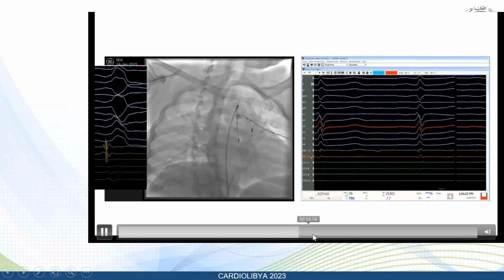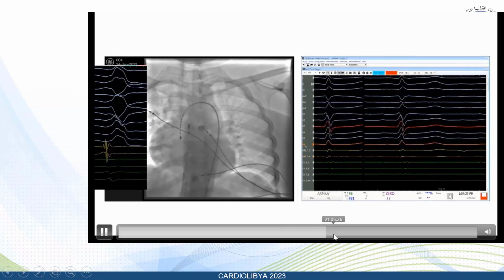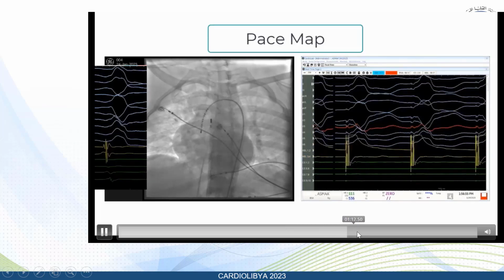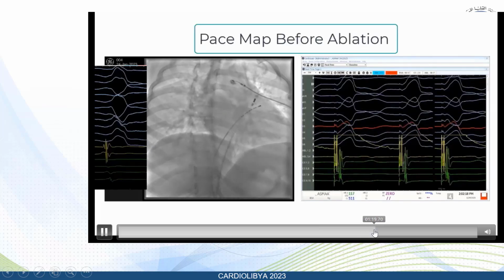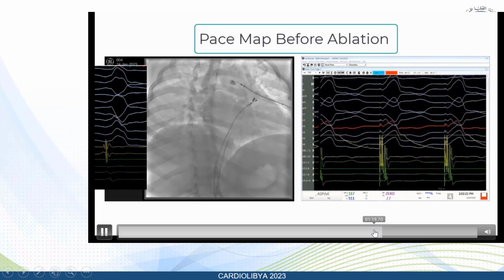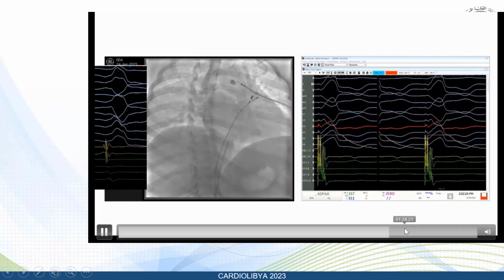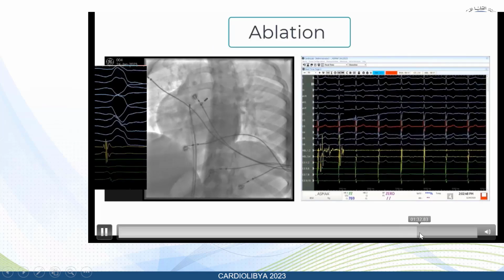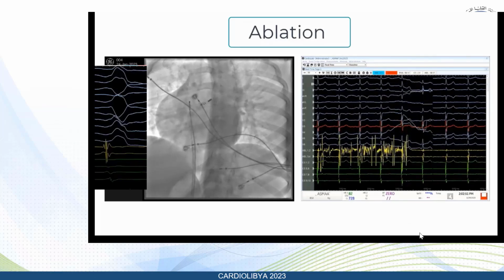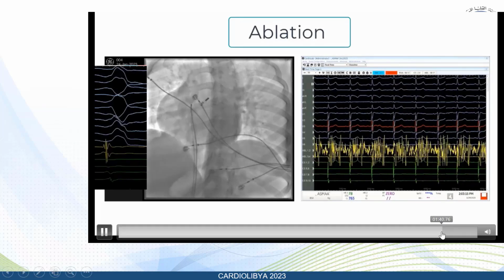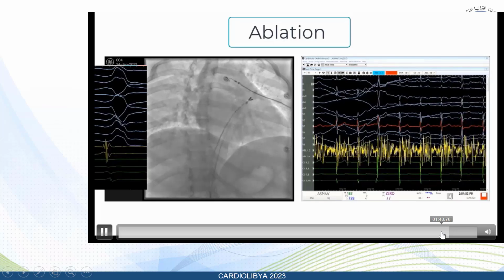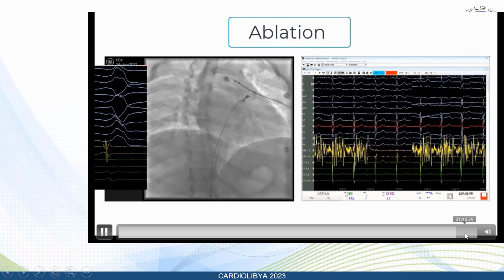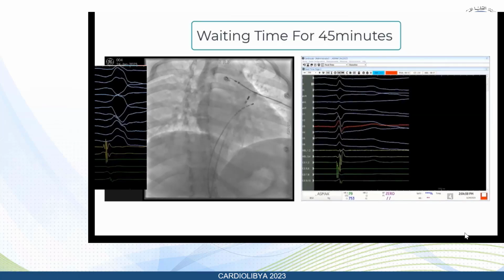earlier at the RVOT, so we return to the RVOT and do pace mapping before ablation. We start ablation here with successful ablation of the PVCs and waiting for 45 minutes with no single PVC.